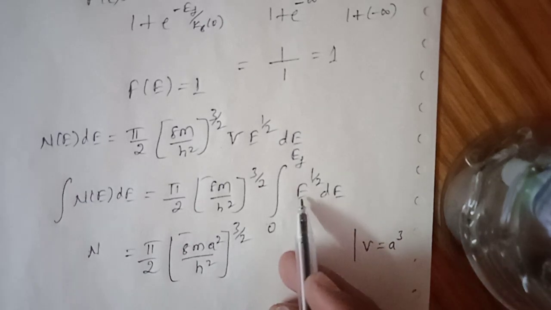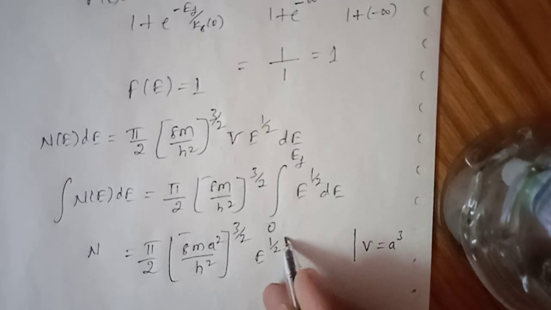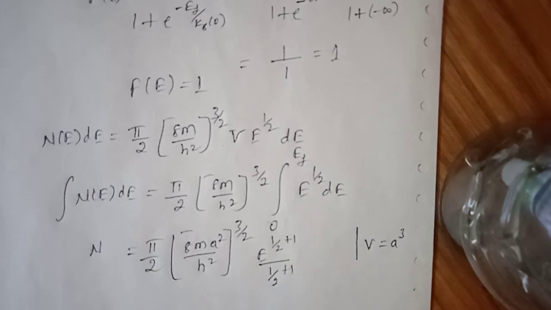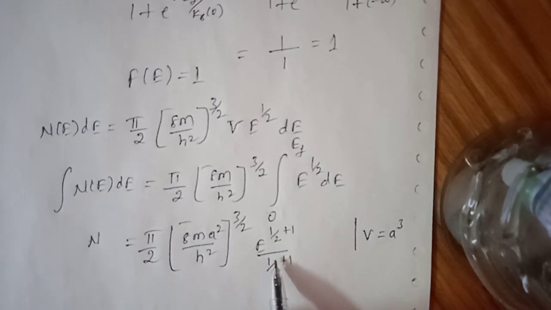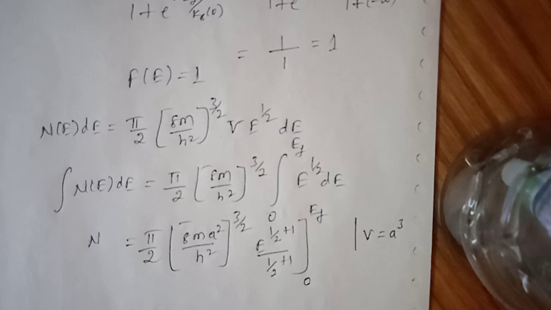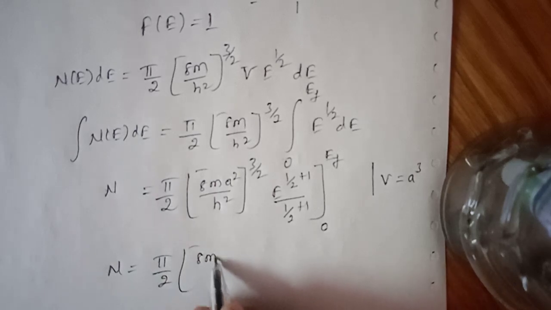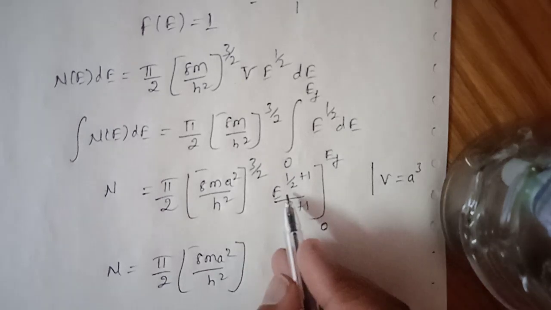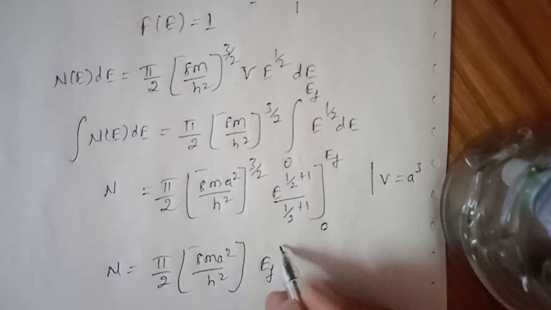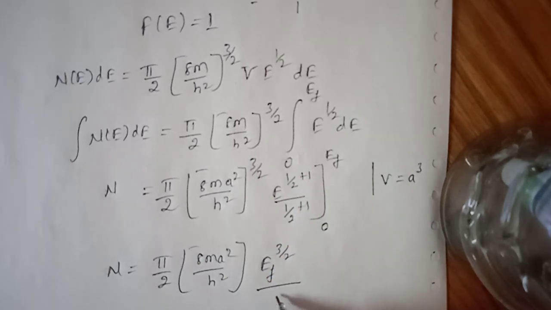And the integration of this, of course you will get E power half plus 1, divided by half plus 1. If you do the integration, you will get this. So you have to apply the limits 0 to EF. Then this becomes n, which is equal to pi by 2, 8m a square divided by h square. So it is E power, if you apply the limits, it is EF power 3 by 2. So half plus 1 is 3 by 2.